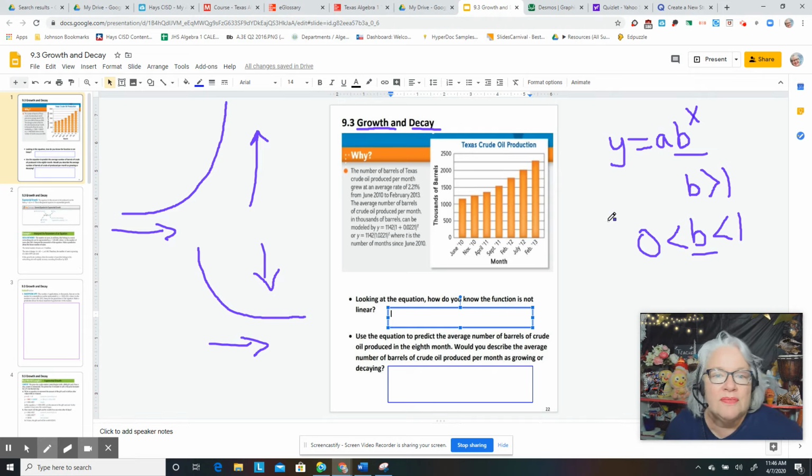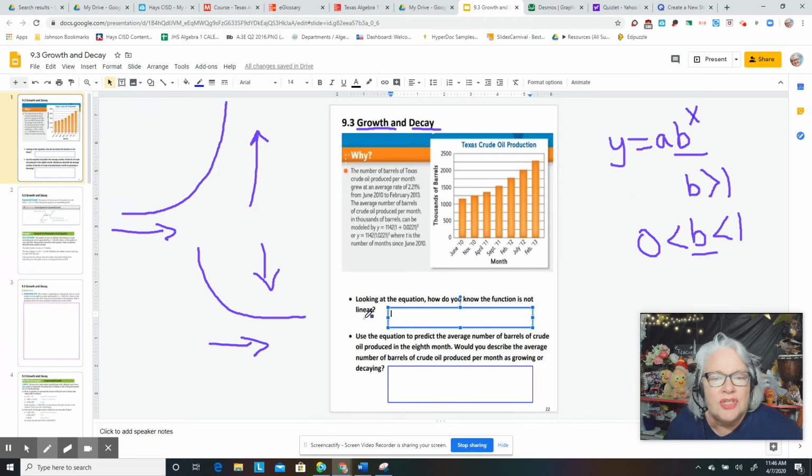The number of barrels of Texas crude oil produced per month grew at an average rate of 2.2% from June 2010 to February 2013. The average number of barrels of crude oil produced per month, in thousands of barrels, can be modeled by y equals 1,142 times (1 plus 0.022) raised to the t power, or y equals 1,142 times 1.022 raised to the t power, where t is the number of months since June.